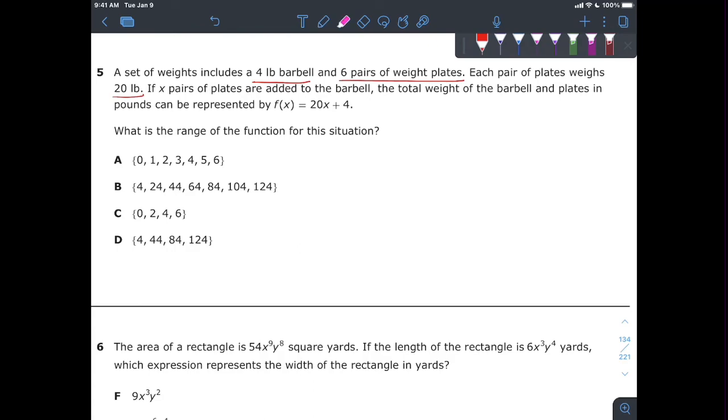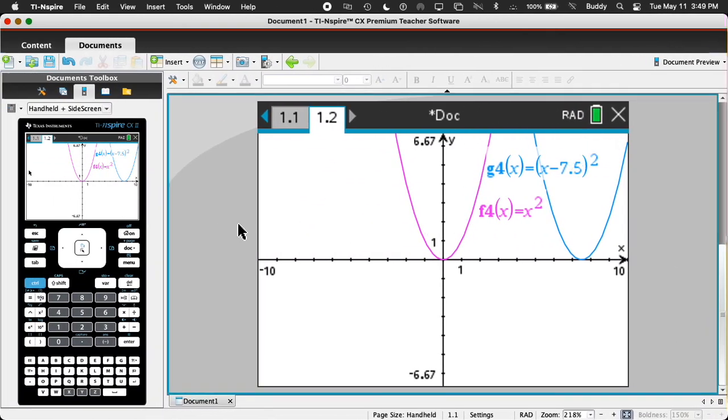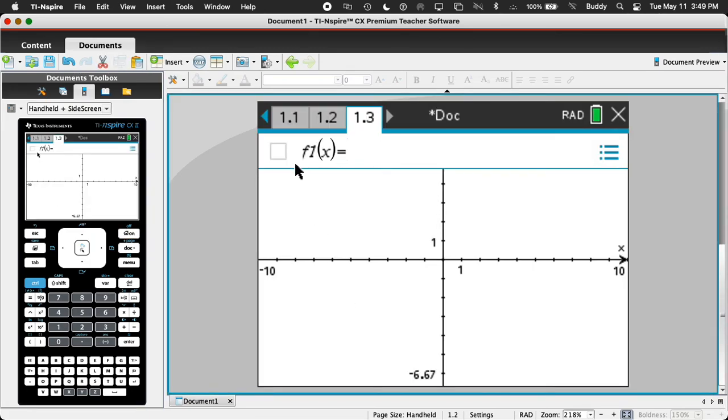What is the range? They're not asking me to plug in X's, they're asking me to determine which X's can be plugged in, and plug each one of them in. Here they said that there are 6 pairs of weight plates, meaning I can plug in none, 1, 2, 3, 4, 5, 6. These are my X's, but what about my Y's? I'd have to plug in each one of these. I don't want to do all of that. So instead, I could start a new graph, and I'll call it F5.